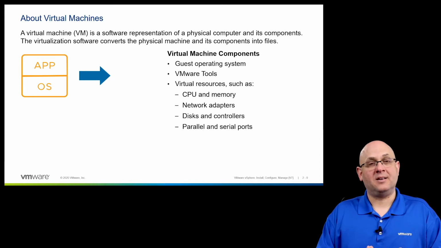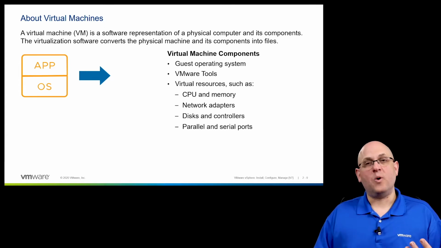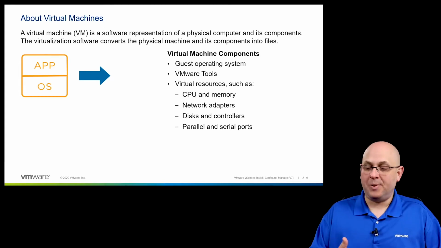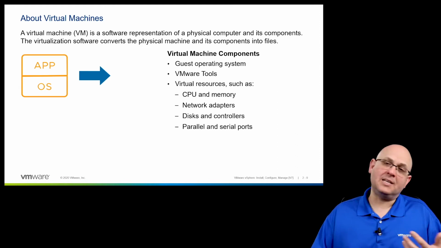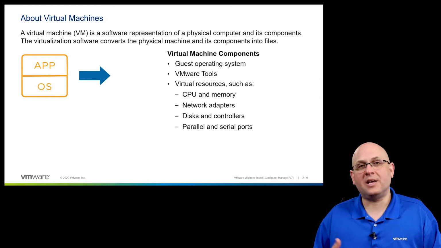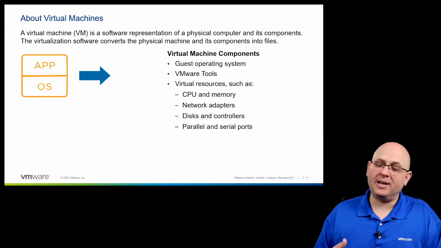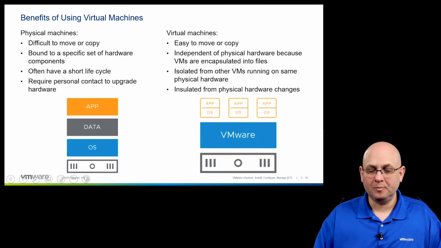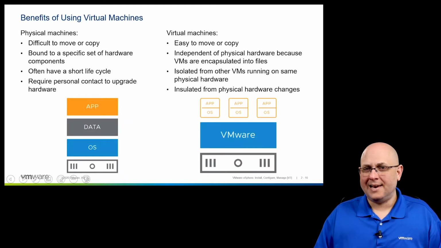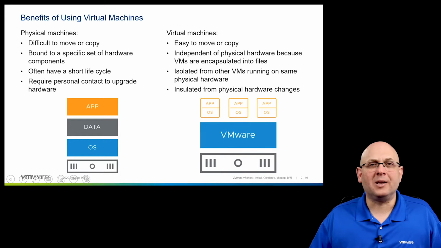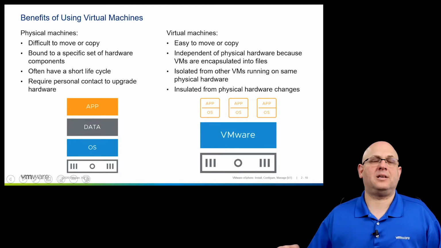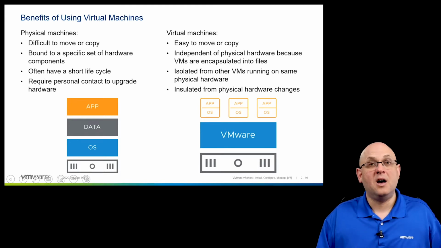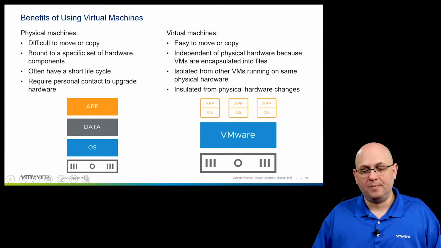So we have this virtual computer with all of its virtual resources, CPU and memory and network adapters and disk controllers and all these sorts of things. And then we install the operating system, and then we install VMware Tools on top of that. Now, this seems a little bit complicated, right? Why would I want to do this as opposed to using a physical machine, for example?